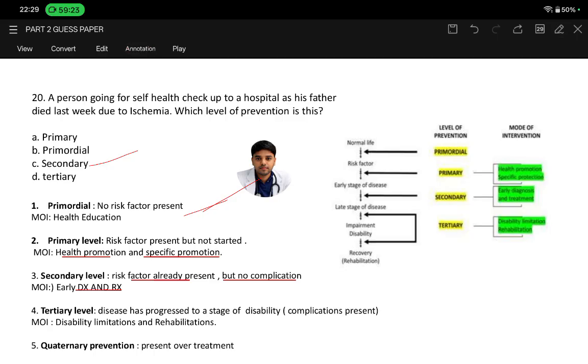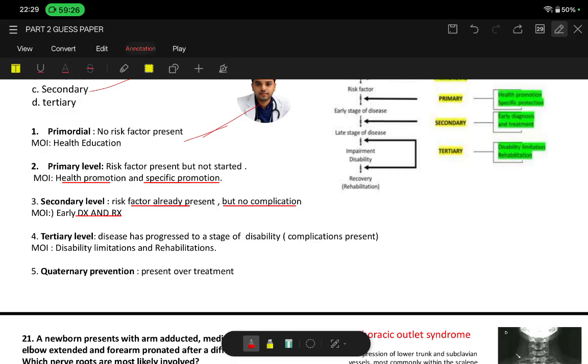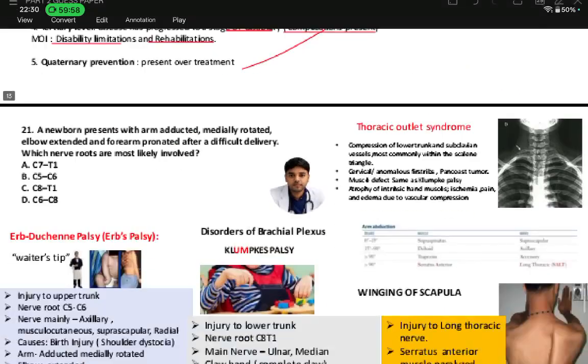What is next? Tertiary. Tertiary means the disease has already progressed to the disability stage and complications. What is the mode of intervention? You have to avoid them from disability, and you have to make them go for rehabs. This is all about the levels of prevention. You have to know.